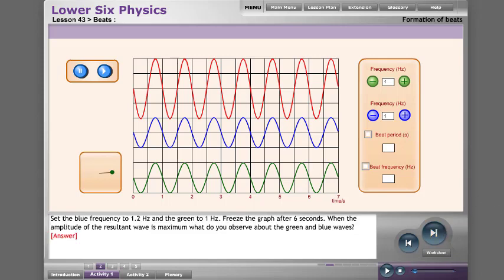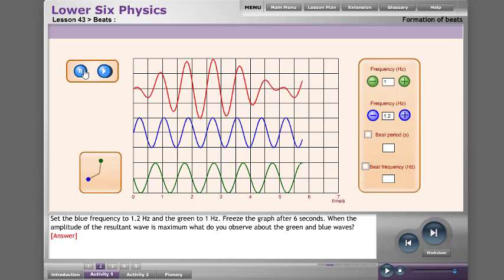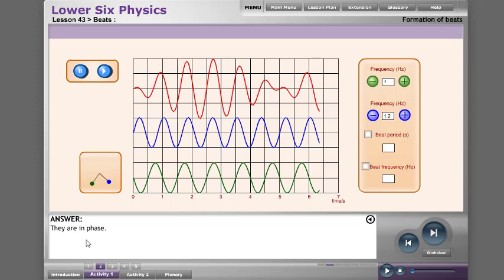Set the blue frequency to 1.2 Hz and the green to 1 Hz. Freeze the graph after 6 seconds. When the amplitude of the resultant wave is maximum, what do you observe about the green and blue waves? Answer: they are in phase. When the amplitude of the resultant wave is 0, what do you observe about the green and blue waves? Answer: they are in antiphase.